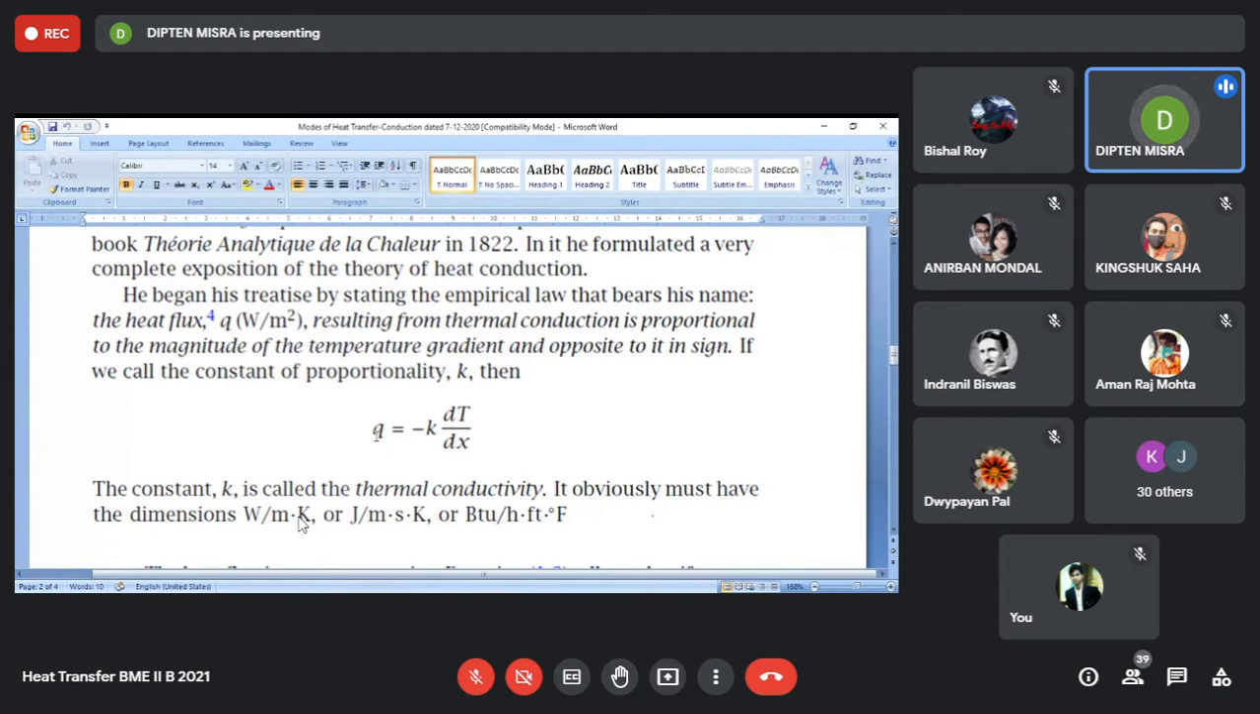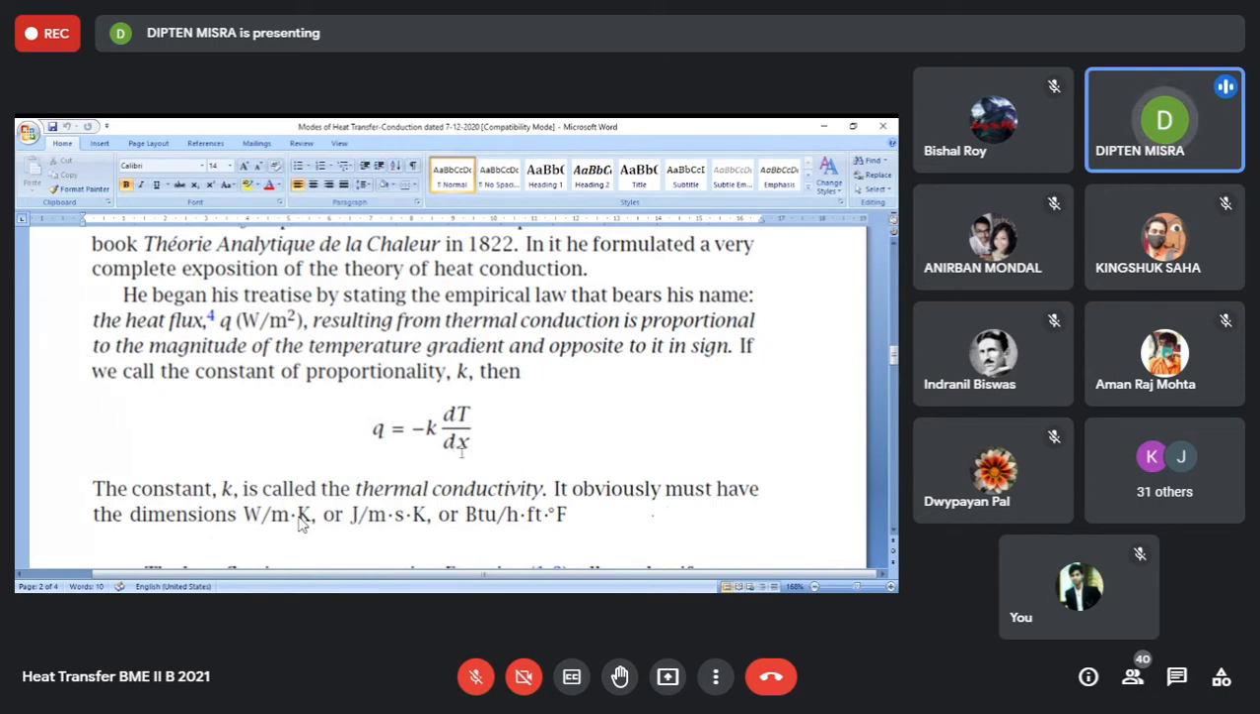Now, this heat flux is proposed by Fourier in the form that the heat flux across a surface will be proportional to the temperature gradient. The temperature gradient is shown as dT/dx over here, and the heat flow will be taking place in the direction where there is a negative temperature gradient. The heat will flow only in the direction of negative temperature gradient.